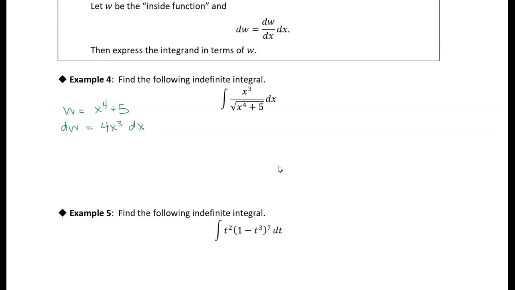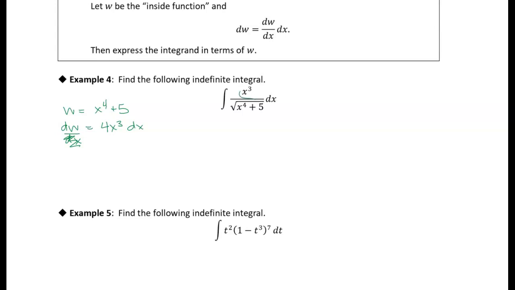Okay, so I just differentiate both sides. You can also think of it as I'm doing dw/dx is equal to that, and then I'm just multiplying both sides by dx. Right? You could kind of think of it that way. So then this would go away. And I have dw is equal to 4x cubed dx. Okay? Now what I have over here in the integral is not 4x cubed dx. I have x cubed dx.